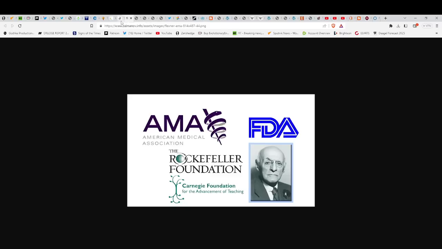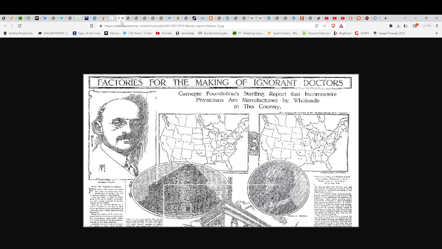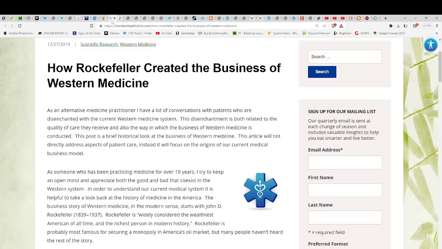This all goes together, the FDA. These are the authorities. And here you have an old school article, as you can see, "Factories for the Making of Ignorant Doctors. Carnegie Foundation's startling report that incompetent physicians are manufactured by wholesale in the country." So they gave one example, said we need to follow this example, and they wiped out everything pretty much, remade it in their image. And they created the business of Western medicine because it is a business.